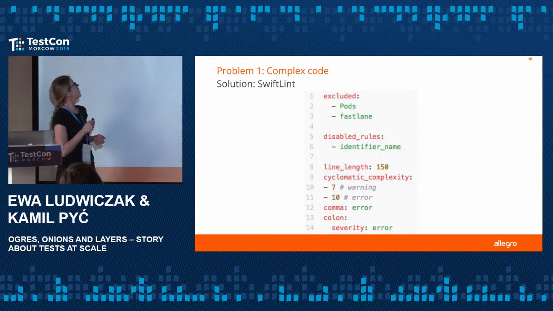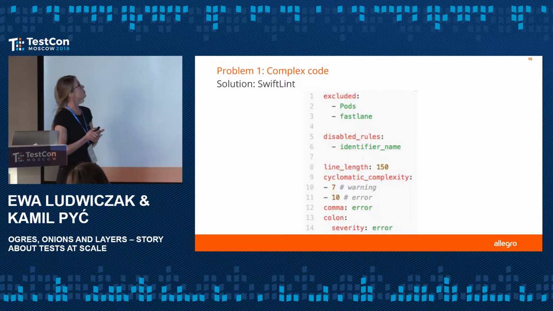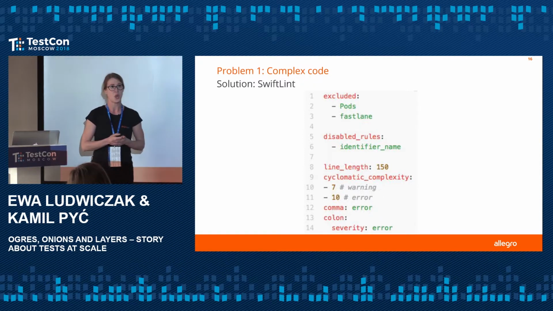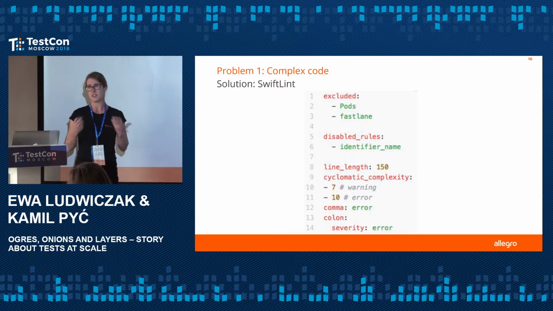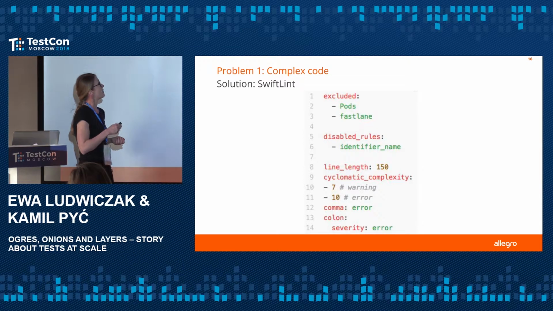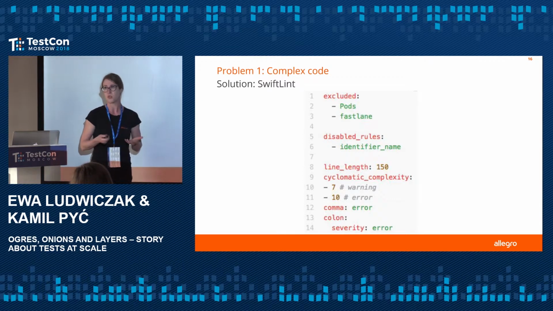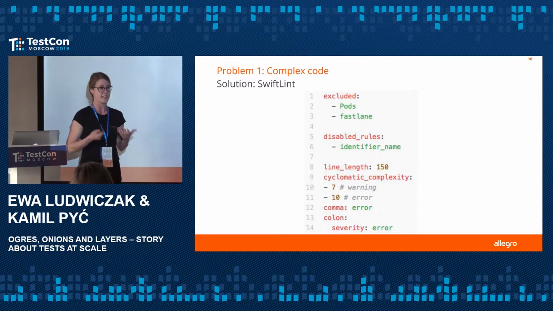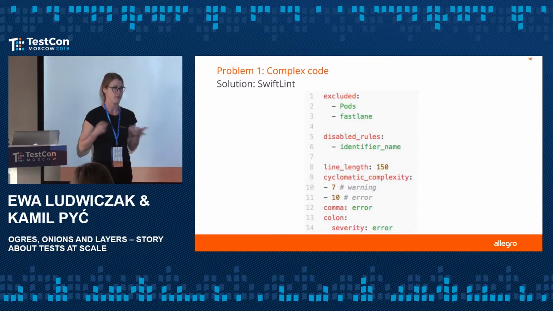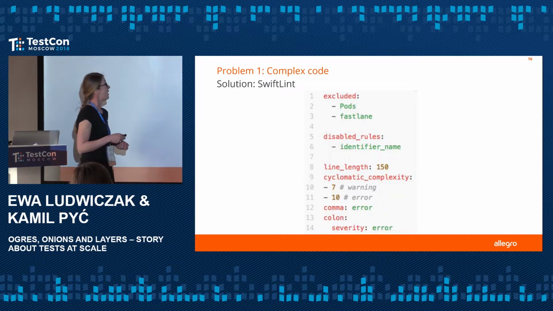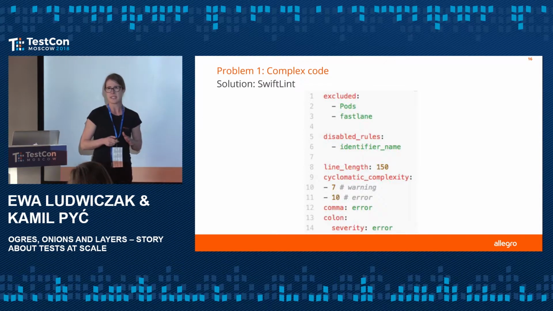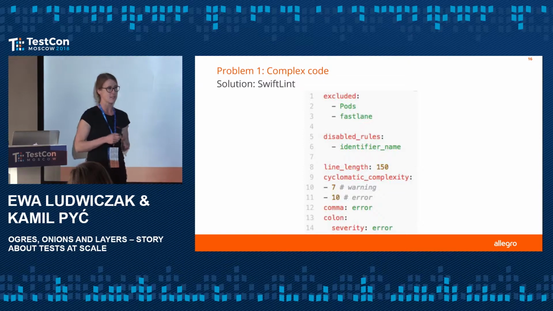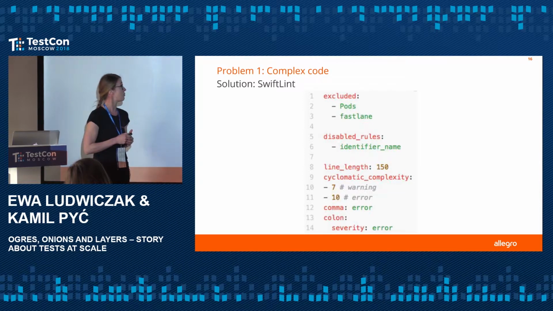SwiftLint has a configuration file, and this is an example of it. It's a .swiftlint.yml file, where you can configure your linting rules. First, you can exclude some of the files you don't want to lint, because they are, for example, external libraries that you do not support or maintain. Then you can disable some of the rules. There are around 120 rules in SwiftLint, and 70 of them are enabled by default.